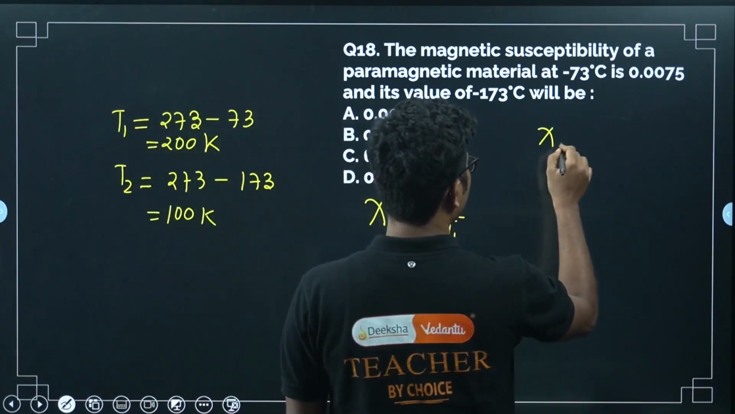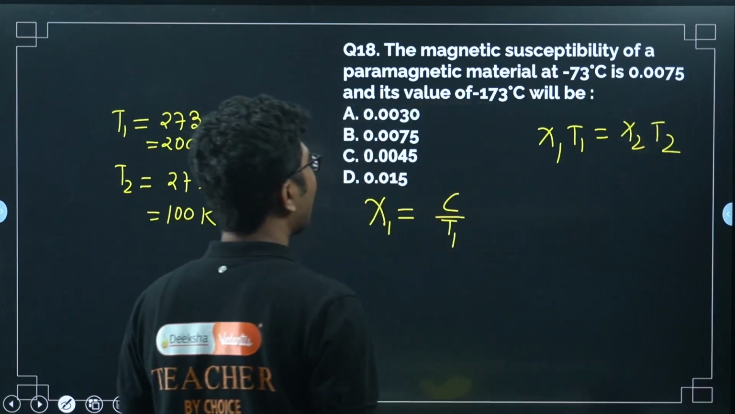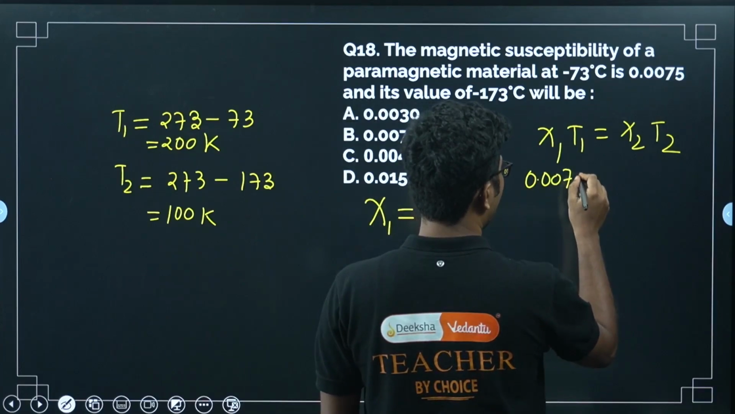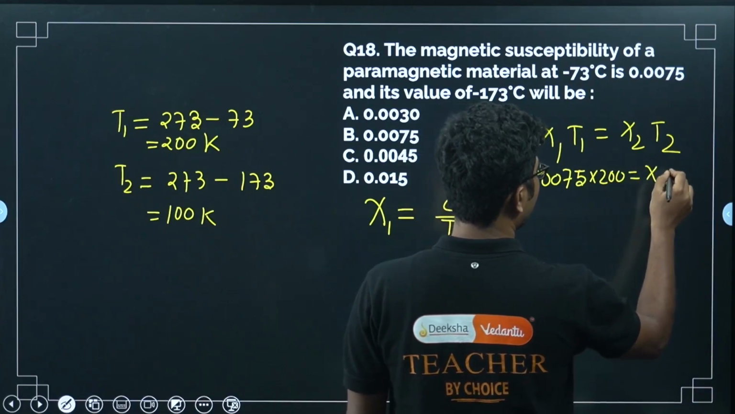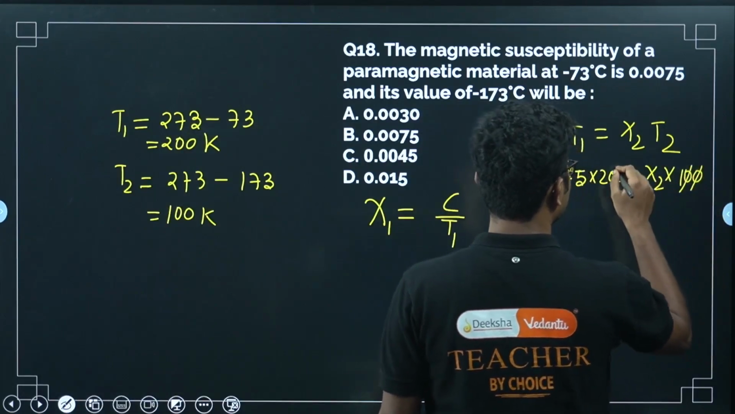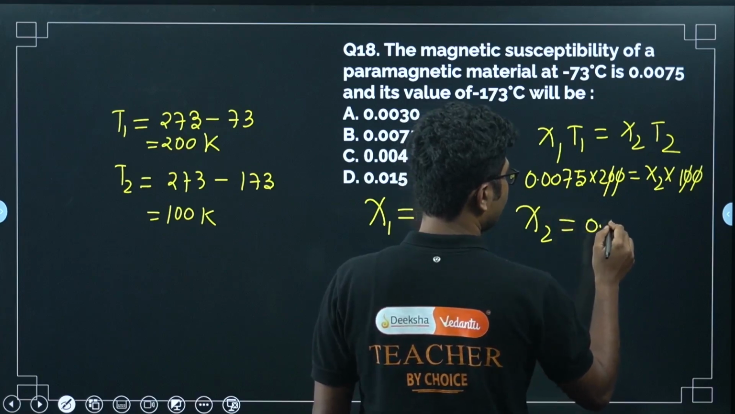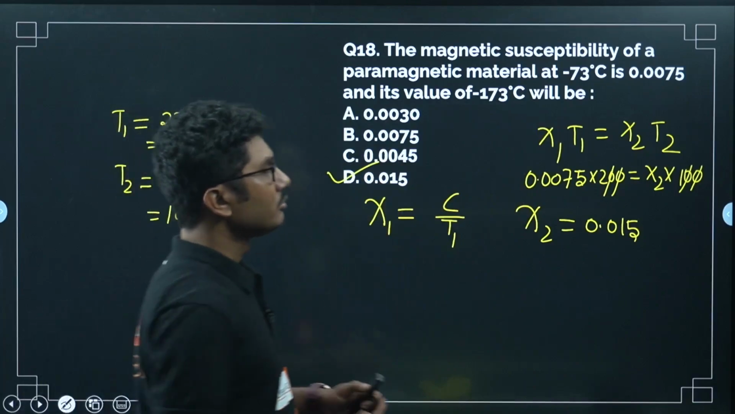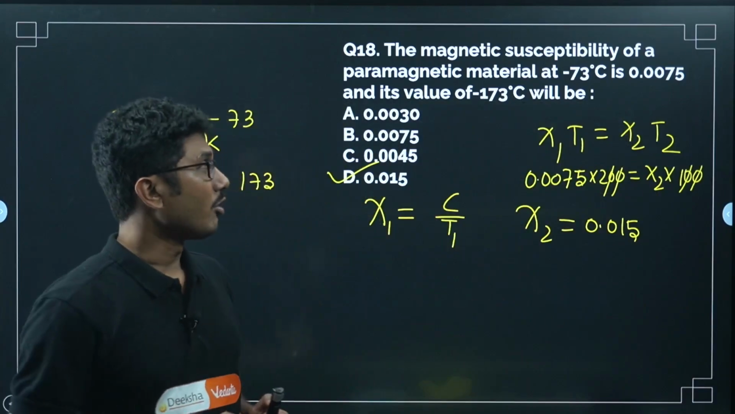So chi1 T1 is equal to chi2 T2. Chi1 is given as 0.0075, T1 is 200, chi2 we are trying to find, T2 is 100. So let's cancel this. So chi2 is basically 0.015. So 0.015 is the correct answer. So these are all the previous year questions from this chapter. We have completed all the previous year questions from this chapter.